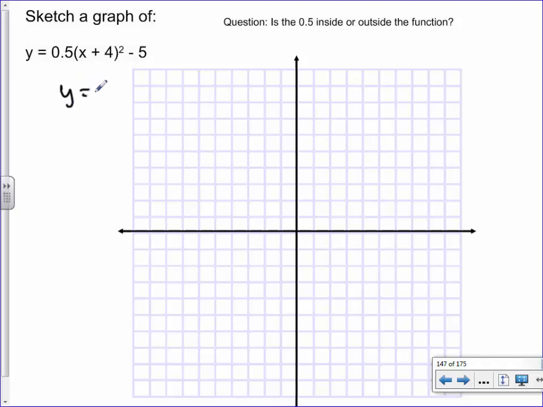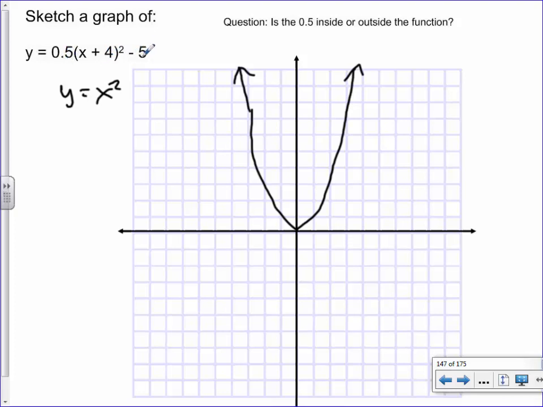Pretend that we had just a regular y equals x squared graph. What does an x squared graph look like? Basic old parabola. So don't draw this, just watch what I draw. There's a basic old parabola. What sort of movements does this graph have to undergo? There's a -5, there's a +4, and there's a 0.5. So let's talk through what they do.